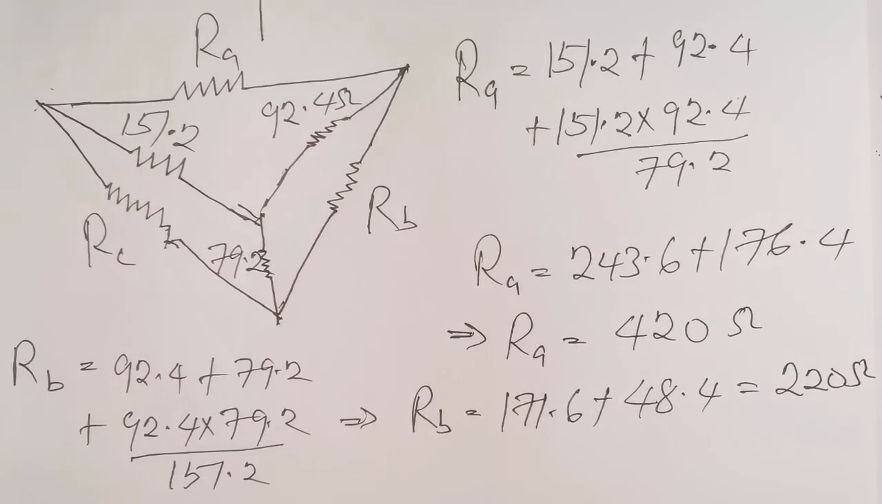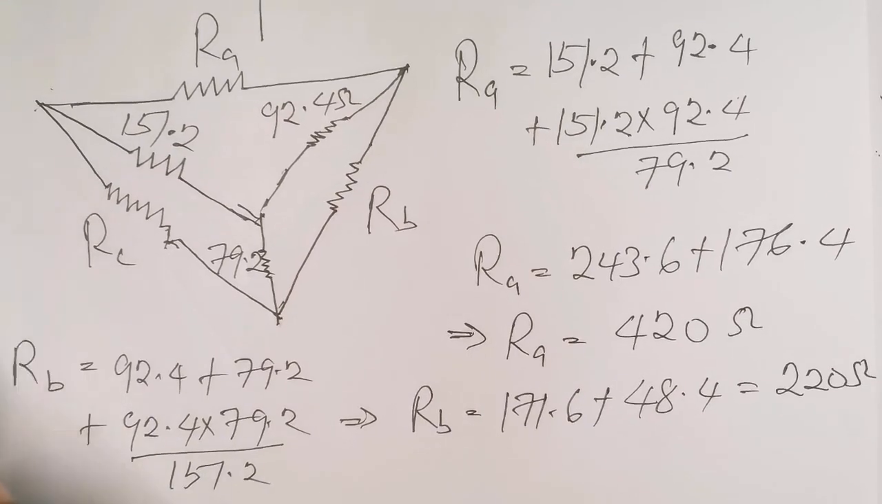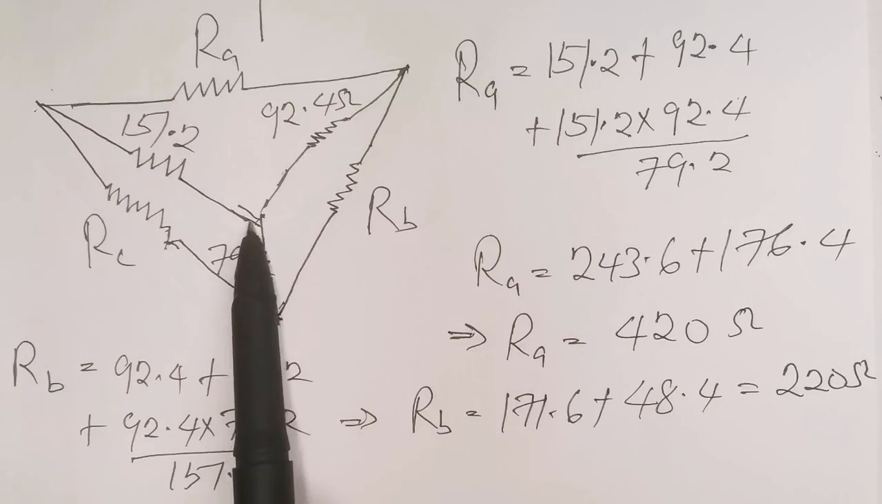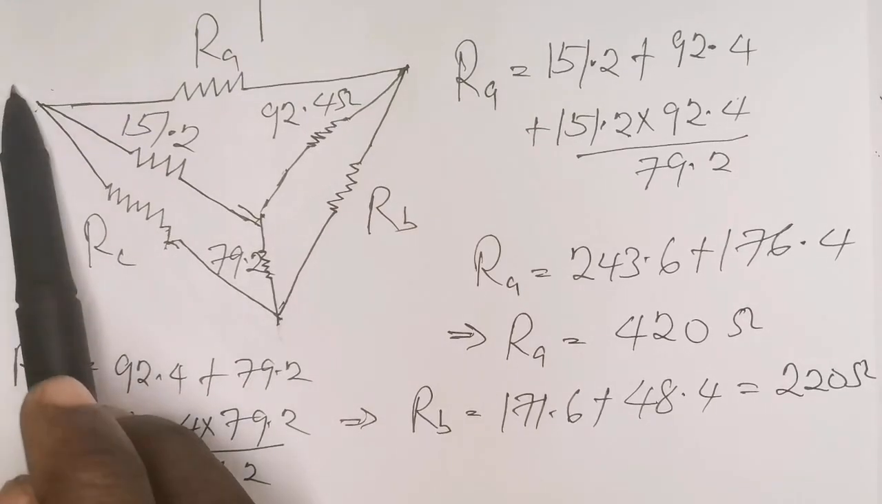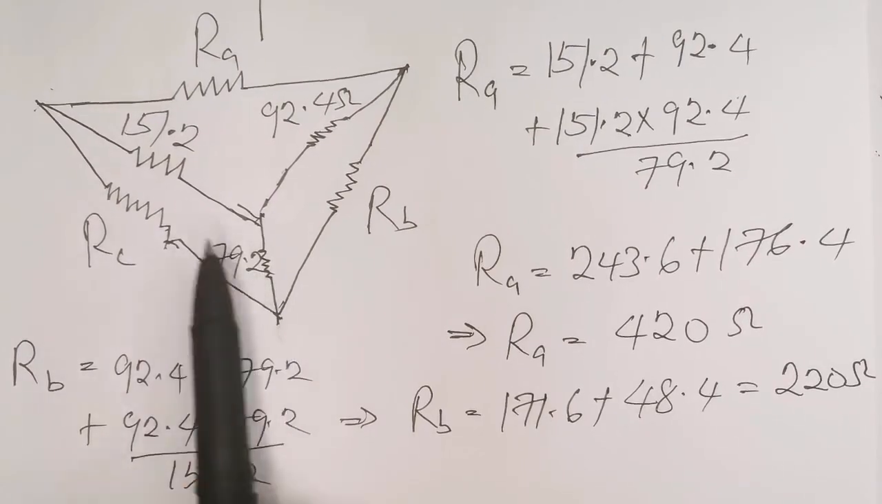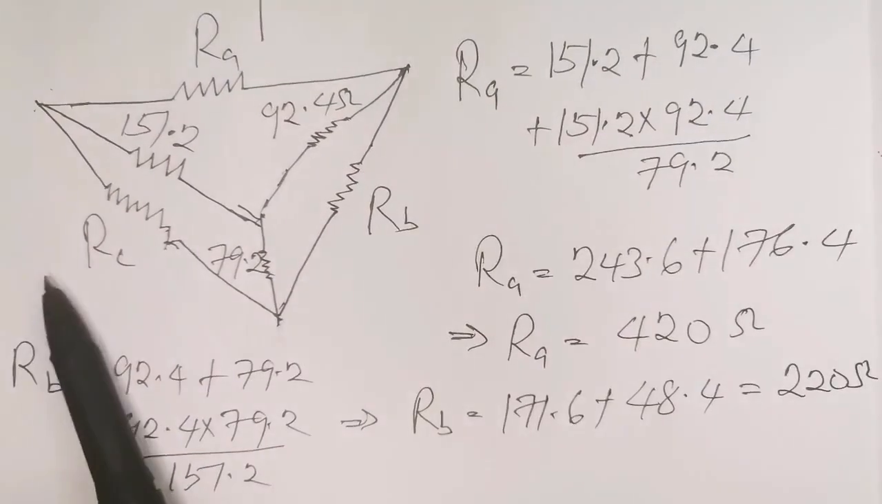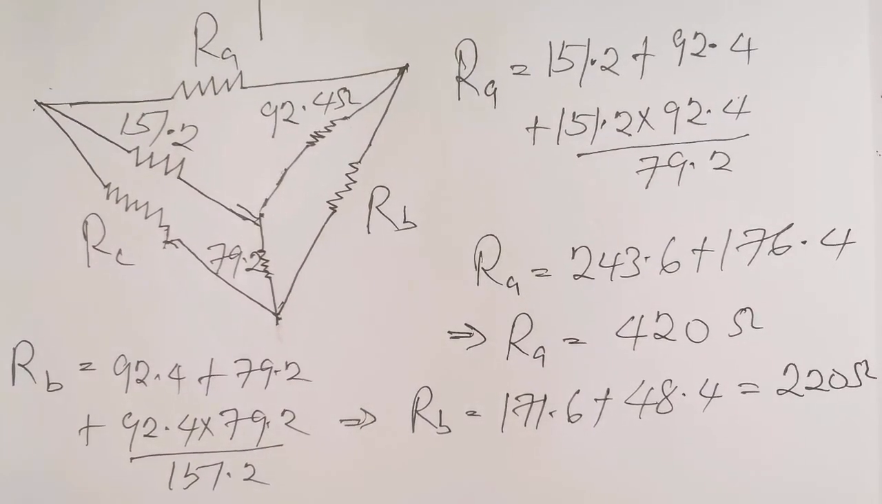Finally, we want to find RC. You also consider the loop in the circuit which forms a complete triangle with the unknown RC. So this is RC. The loop that forms a complete triangle is this, this, and this. Okay. So you find the sum of these two resistors plus their multiplication divided by this one which is not part of the triangle. Okay. So let's do it and see.